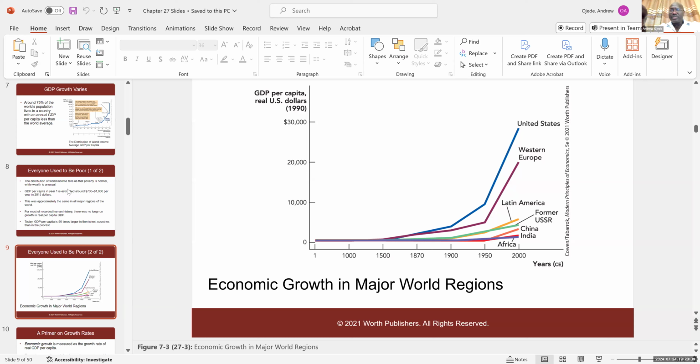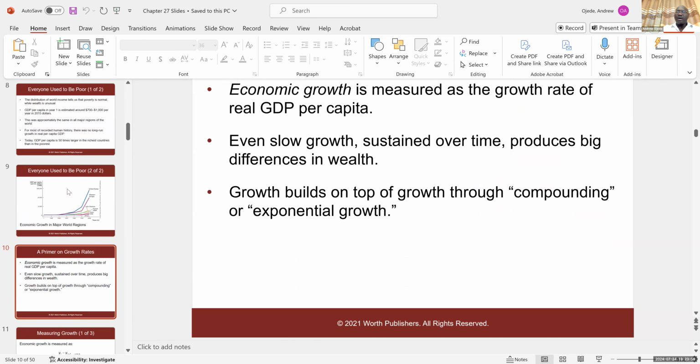Latin America and the former USSR, like Russia, and China followed suit later in the 1960s and 1970s. India was also breaking away. But the region that is left poor is Africa. It did not see income increasing almost at all.